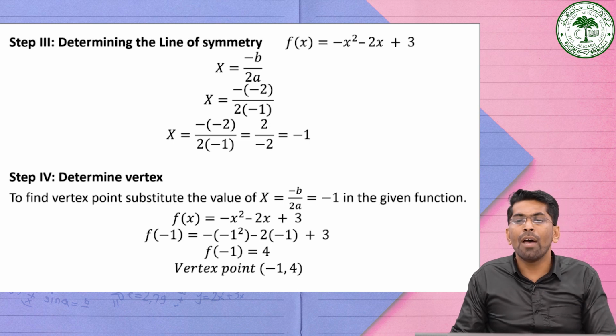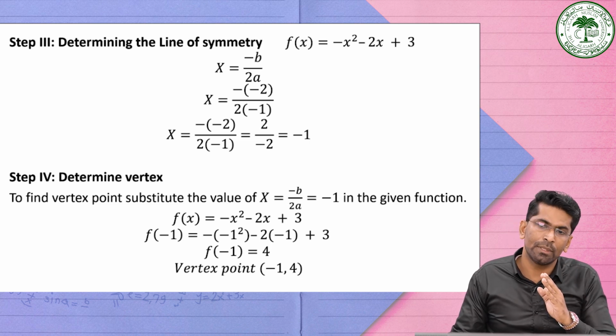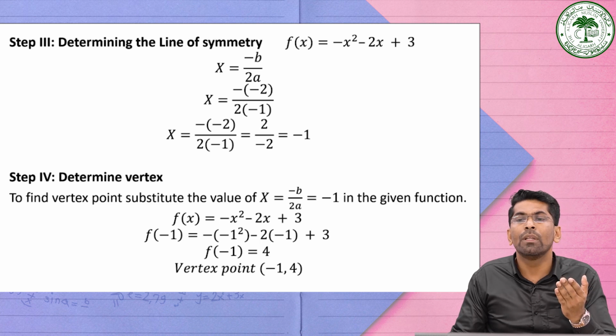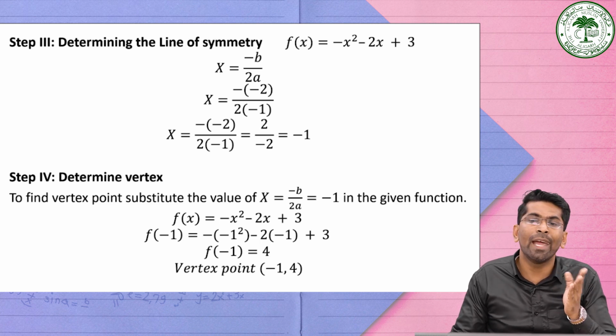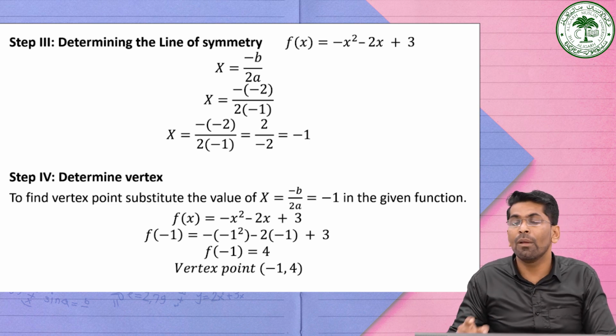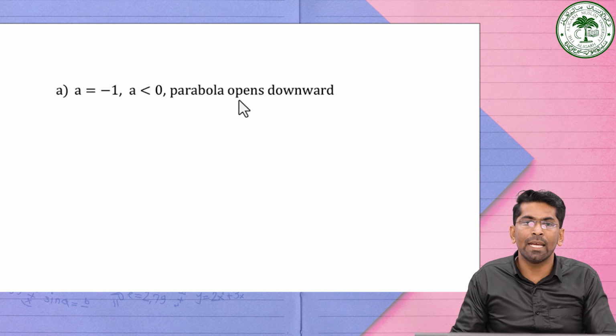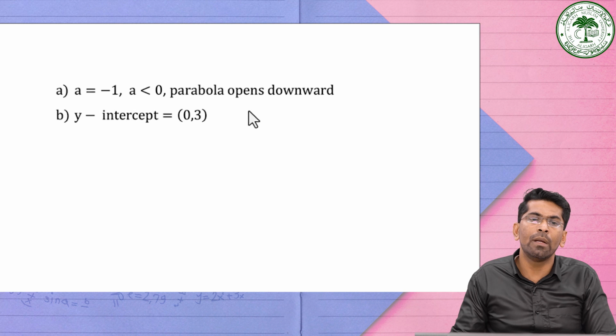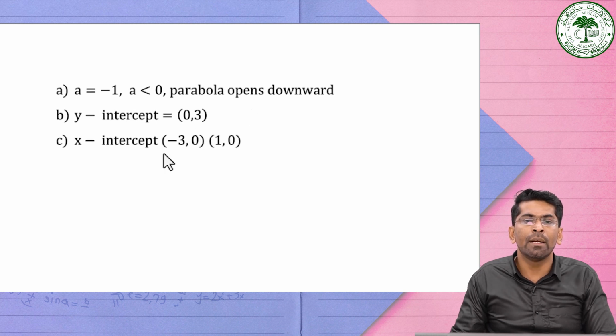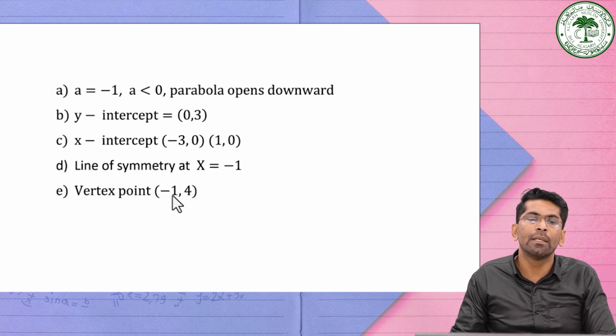So after finding all these steps, now we can proceed to draw the axis, tick all the points, and finally draw the parabola by connecting all the points. So we are just recalling whatever we calculated here. We know the parabola opens downward. As per our example, a is equal to minus 1, so a is less than 0, and the parabola opens downward. The y-intercept term is calculated, and the x-intercept term is also estimated here. The line of symmetry happens at x is equal to minus 1 and the vertex point is, when x is equal to minus 1, y is equal to 4.